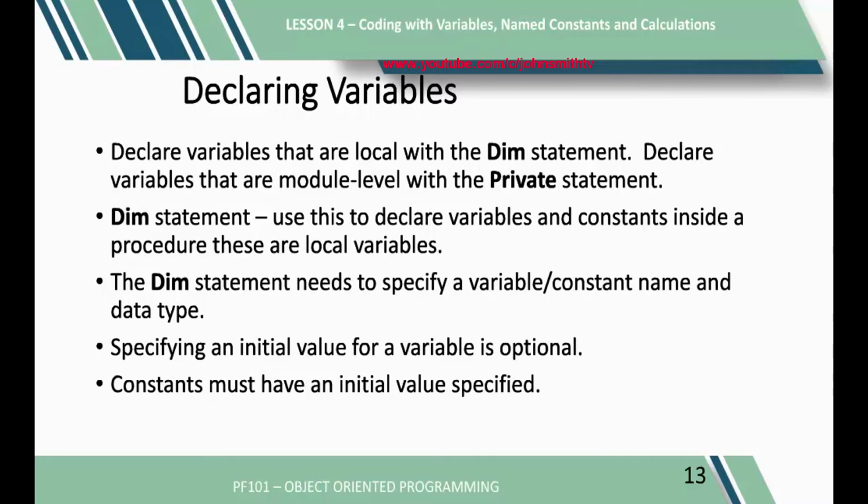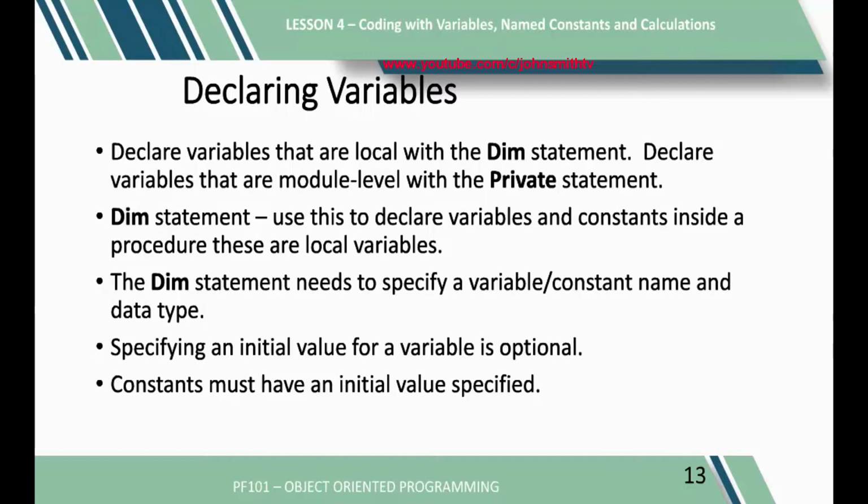Declaring variables. Declare variables that are local with the Dim statement. Declare variables that are module level with the Private statement. Dim statement: use this to declare variables and constants inside a procedure. These are local variables. The Dim statement needs to specify a variable or constant name and data type. Specifying an initial value for a variable is optional. Constants must have an initial value specified.